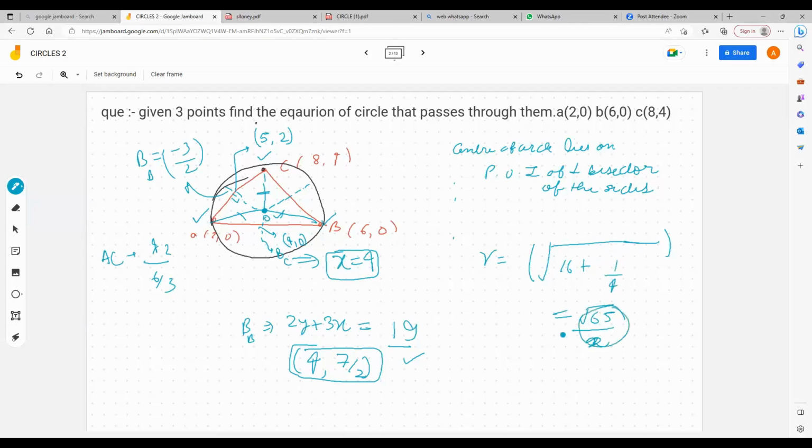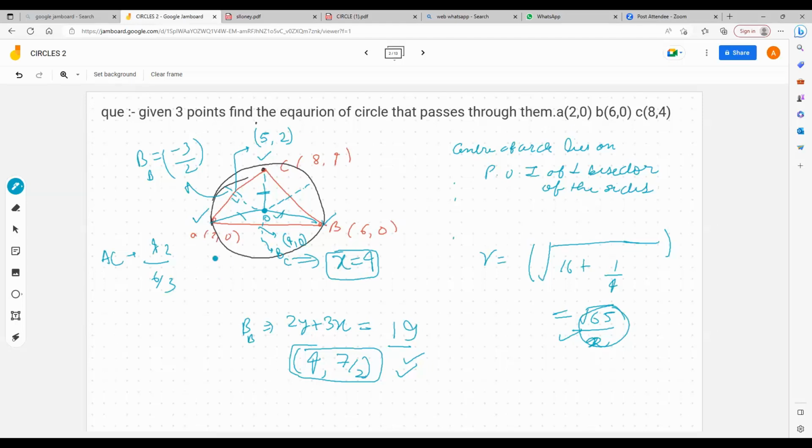So this is our radius of the semicircle. This is our center of the semicircle. And hence now we know the equation of the circle, since we know its center and we know its radius. So this is the general procedure of how we proceed to find the circumcircle of a given triangle.